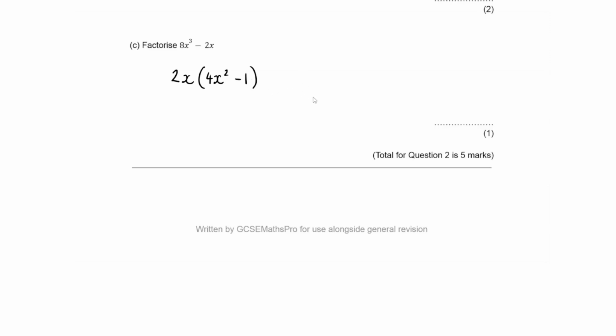Now the only other thing to consider is that this bracket here is a difference of 2 squares. 4x squared minus 1 is a difference of 2 squares. So we can factorise it again. Leave your 2x on the outside, and then into double brackets, we can do just the square root of both. That'd be 2x, 1, 2x, and 1. And then one is always a plus, one's always a minus.